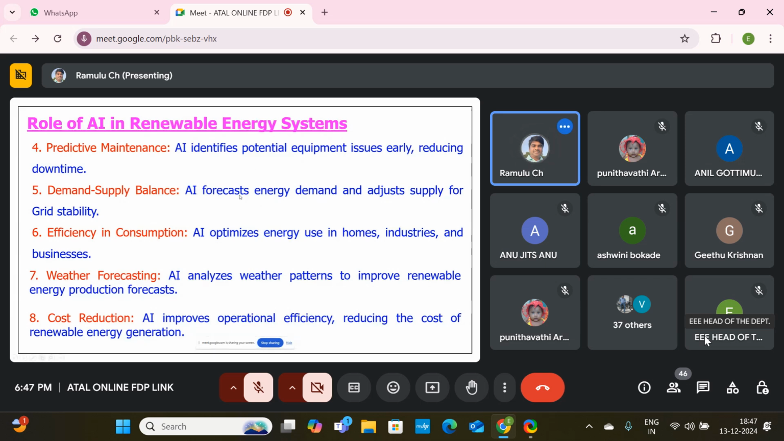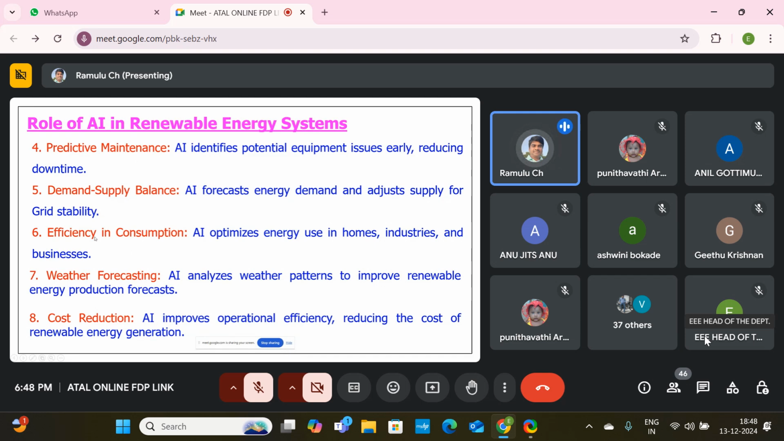AI forecasts energy demand and adjusts the supply for grid stability. Whenever there is availability to generate more, one way we store it and another way we feed the grid, meaning the loads. Such things are possible, and demand and supply balance is perfectly possible with the implementation of AI.